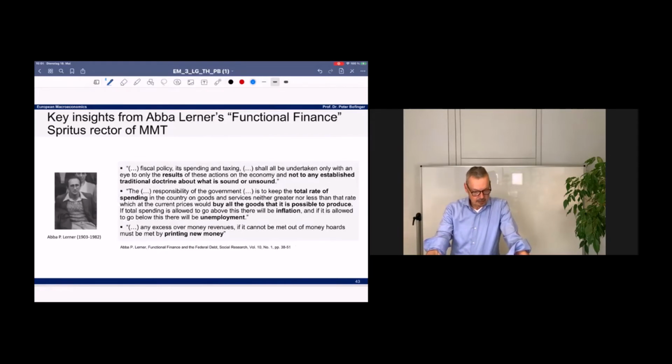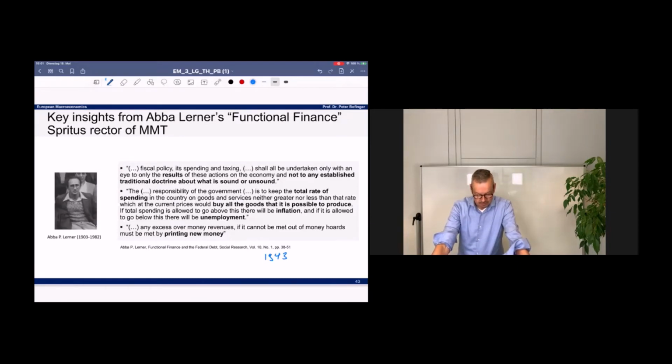I would say a very good insight into the main ideas comes from the writings of Abba Lerner. Abba Lerner lived from 1903 to 1982, and his main ideas are presented in a relatively short piece that he wrote in 1943. It's called Functional Finance and Federal Debt. So maybe we just read the main quotes from this paper.